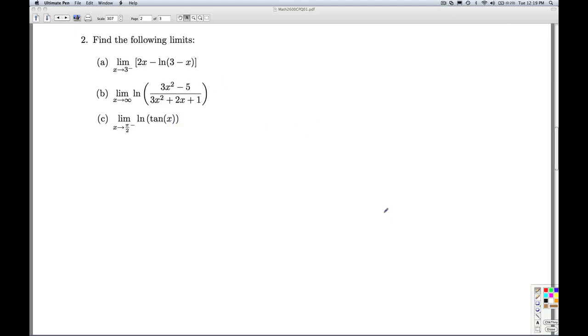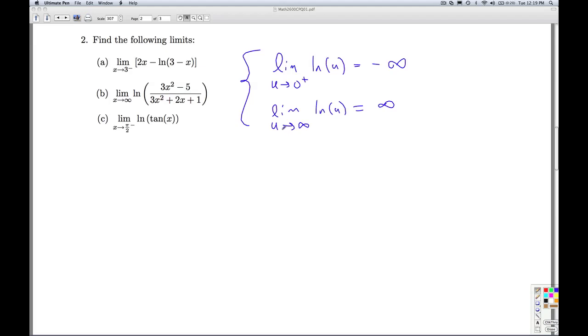Okay, number 2, we're asked to find the following limits. And the limits that are of interest to us that we know from class is if we take the limit as u goes to 0 from the right of the natural log of u, this is minus infinity, and the limit as u goes off to infinity of the natural log of u is infinity. So we had these from class last time, and so we put these to good use here in this problem.